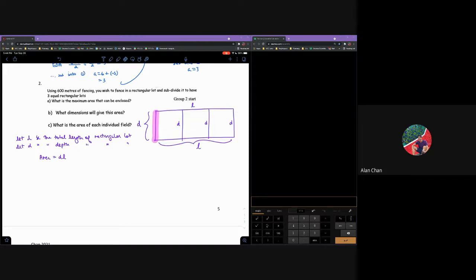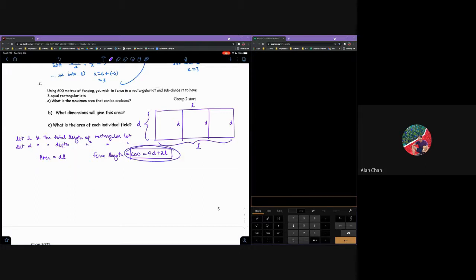So now we need to write an equation that sums up all the fence lengths. Let's say fence length. We know the total is equal to 600. And that's going to be equal to 4Ds plus 2Ls. So 4D plus 2L. That's cool. Or is it? Well, we've got this new equation, and we need to isolate one variable so we can substitute it into the area equation and then find the vertex of this.